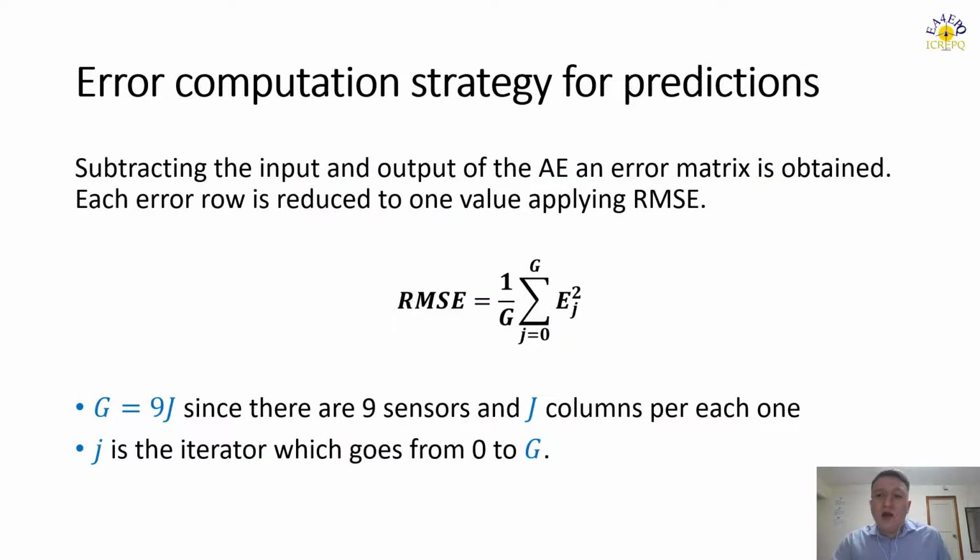So, going back to slide 18, we compute those errors using the root mean square error applied to each row, or tested sample. G is the total number of columns, since we have 9 sensors and 2 possible values for J. These are 3 and 10, as we said.